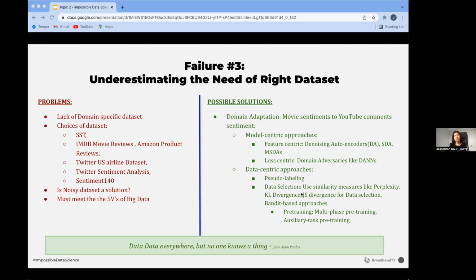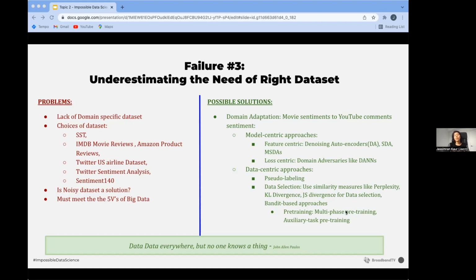So there are other data-centric approaches that we tried. One is pseudo-labeling. You use a model, apply a classifier to it, and consider those as your golden pseudo labels. Another approach, which is getting even more popular these days, is data selection. You use some sort of similarity measure, maybe perplexity, KL divergence, or Jensen-Shannon divergence, to select data from your domain for the target domain.